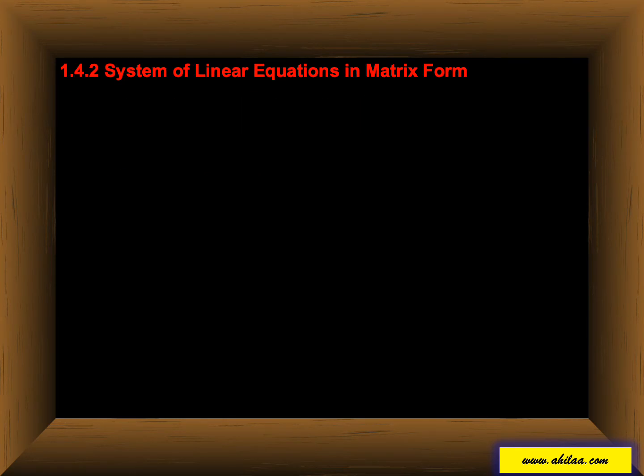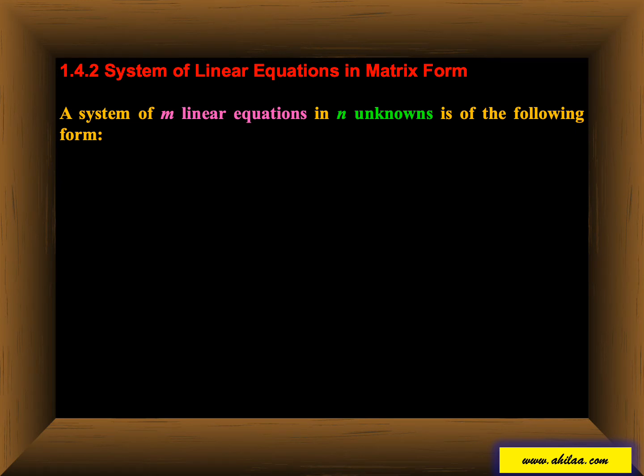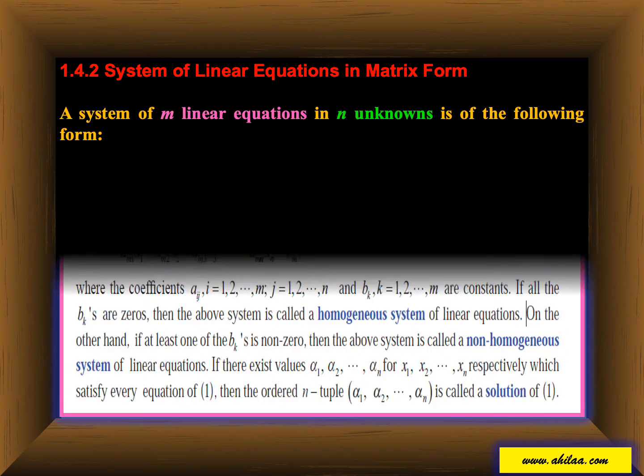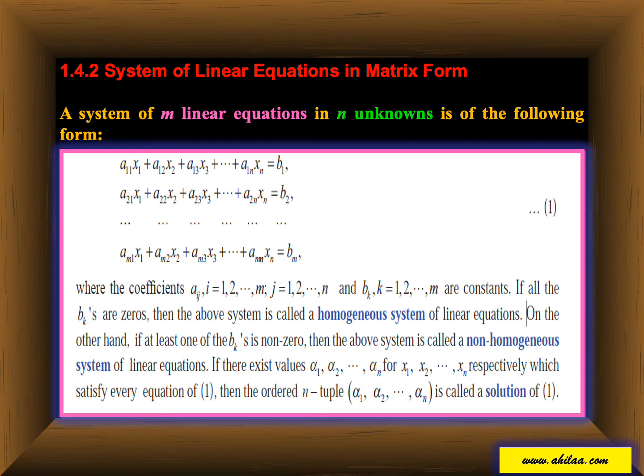1.4.2 System of linear equations in matrix form. A system of m linear equations in n unknowns is of the following form: a11x1 + a12x2 + a13x3 + ... + a1nxn = b1, a21x1 + a22x2 + a23x3 + ... + a2nxn = b2, and similarly up to am1x1 + am2x2 + am3x3 + ... + amnxn = bm, where the coefficients aij, i varies from 1 to m and j varies from 1 to n, and bk, k varies from 1 to m, are constants.